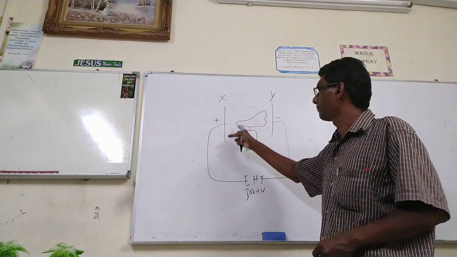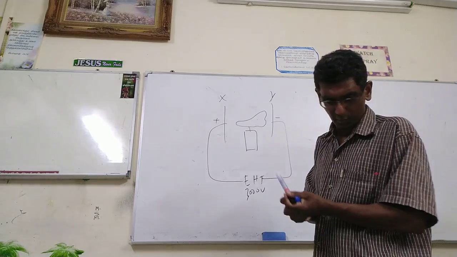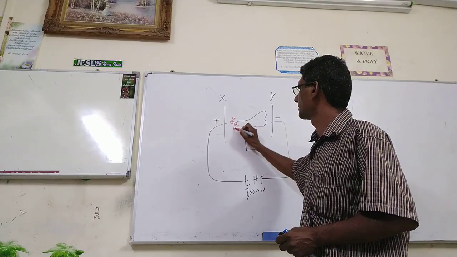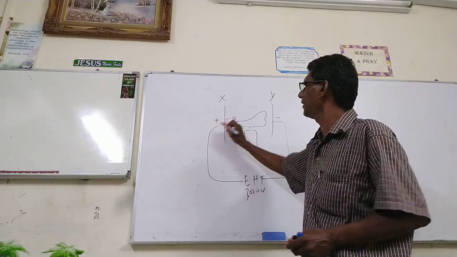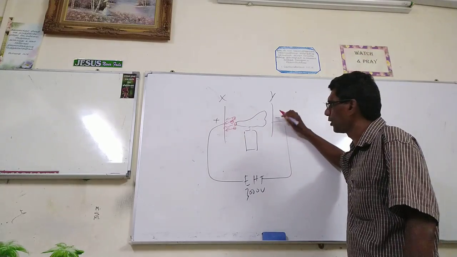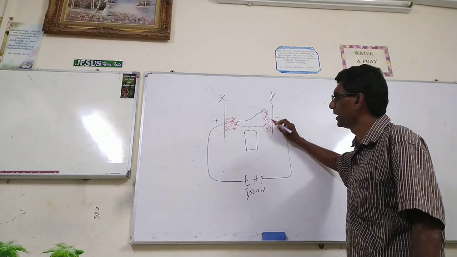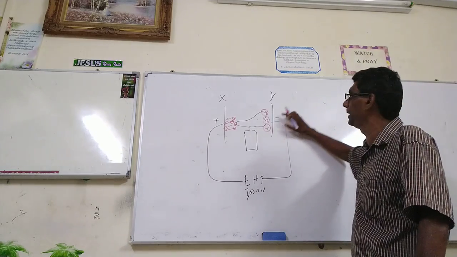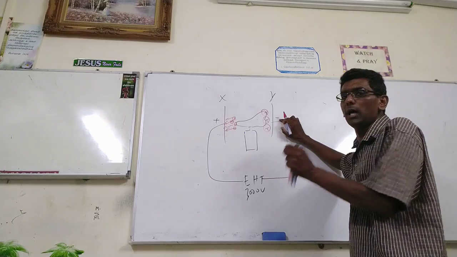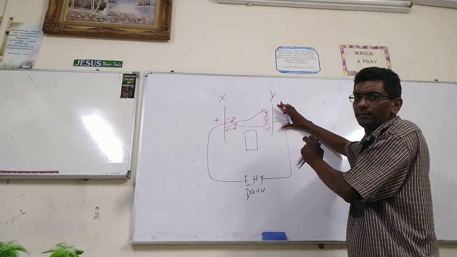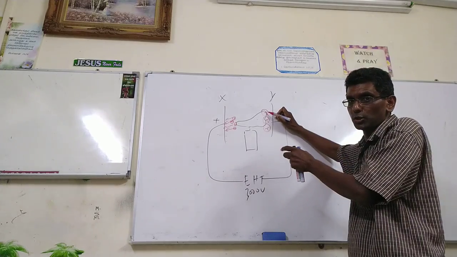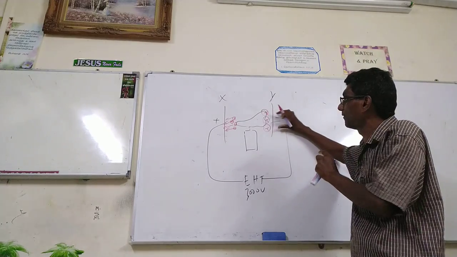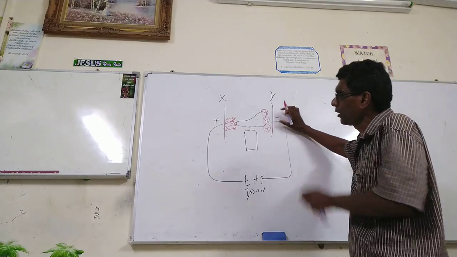At the positive plate, the ions that move there are negative ions. Negative ions are smaller in size, so they move very, very fast. But the positive ions are bigger and heavier, and they drag the flame towards the negative plate. They move a little bit slower, so the bigger and heavier positive ions drag the flame.